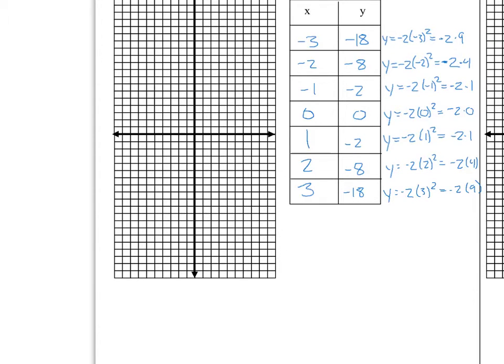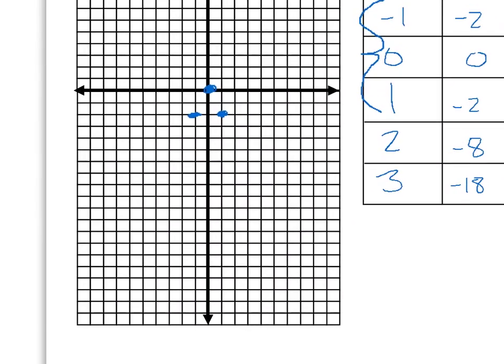I'm going to start here with 0, 0. That's my 1 in the middle. 1, negative 2. And negative 1, negative 2. So I've graphed these 3 points so far. Negative 2, negative 8. I'm going to zoom in here a little bit. Negative 2, negative 8. That's over negative 2 and down to negative 8.